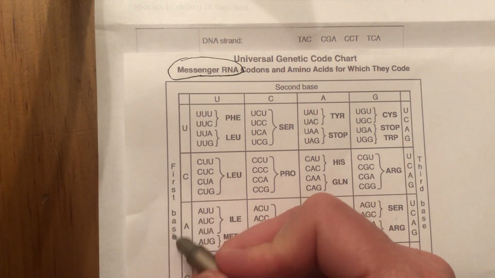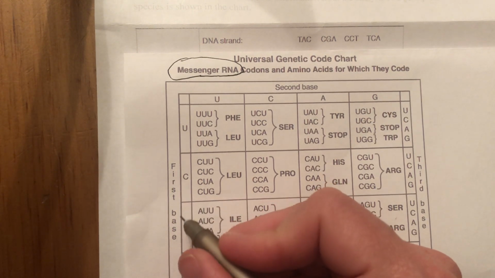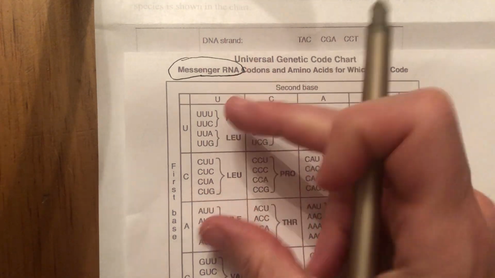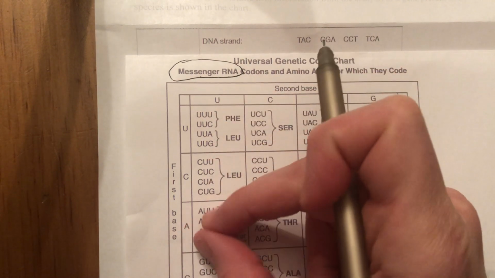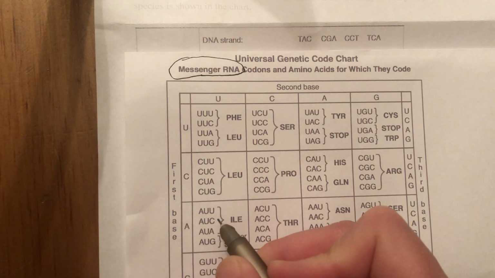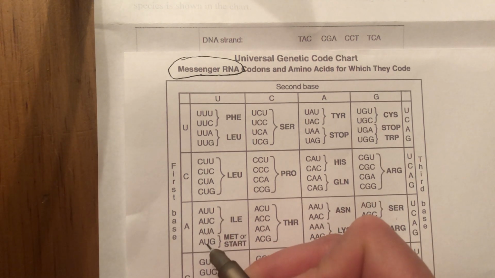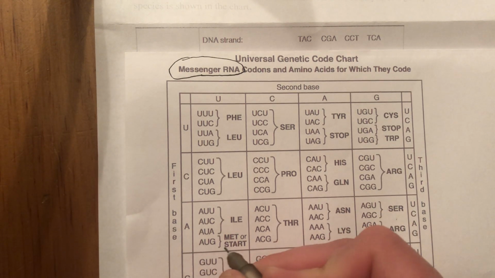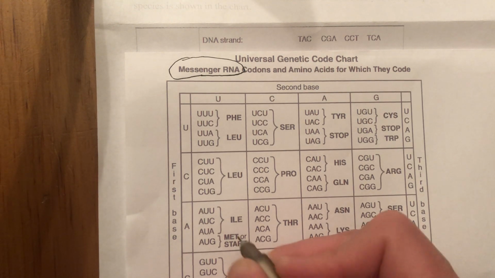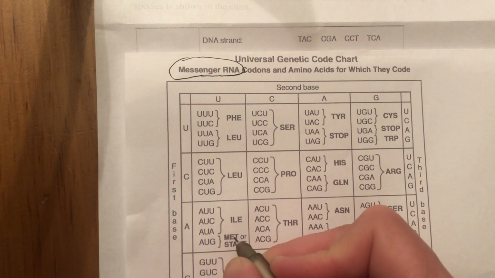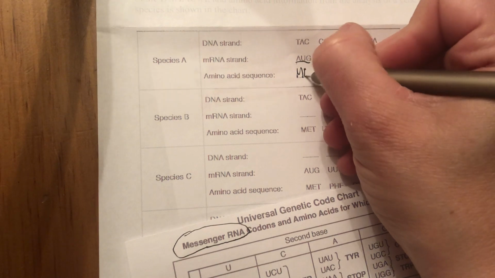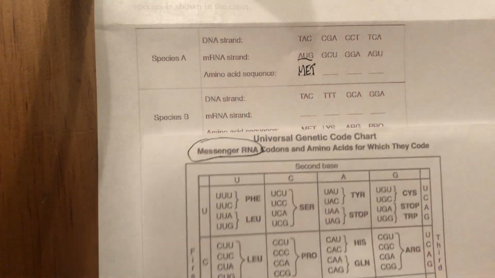A, first base is on this side. So here's the A region. Then we go to the U, second base, U. So we know where we take the U and the A, we know where in this quadrant. AUC, no. AUU, no. AUG, yes. It's called methionine. It's also called the start codon. That's where an enzyme is going to attach, or a promoter is going to attach and start to read the code. So these are interchangeable. Okay, so we're going to put MET on the line. AUG, MET. Great. MET, you just put the 3 letters of the amino acid.